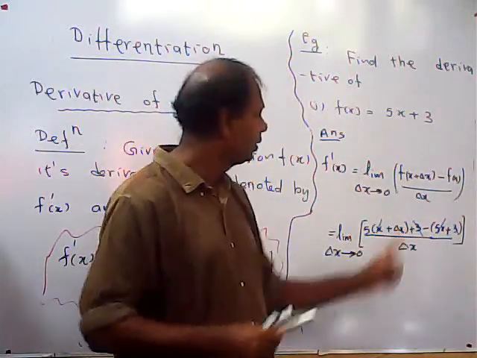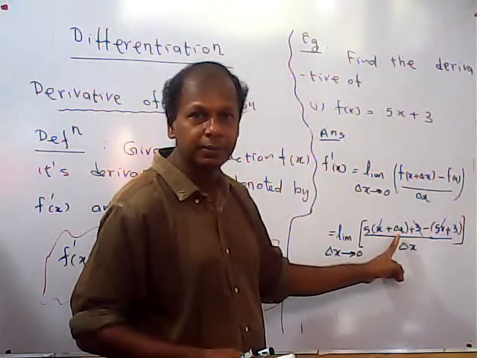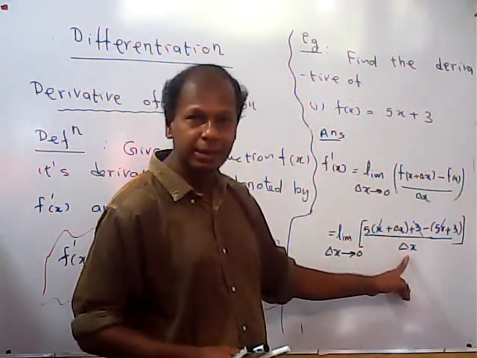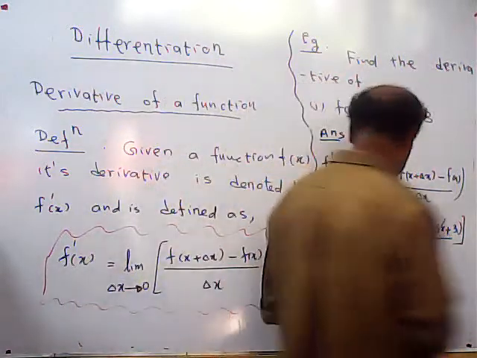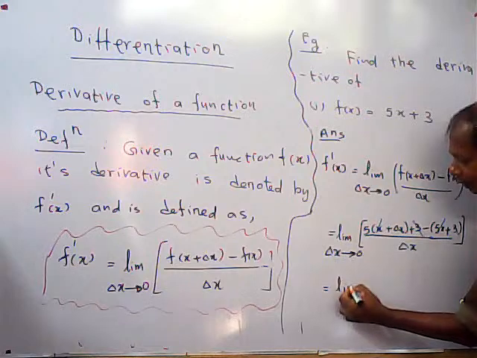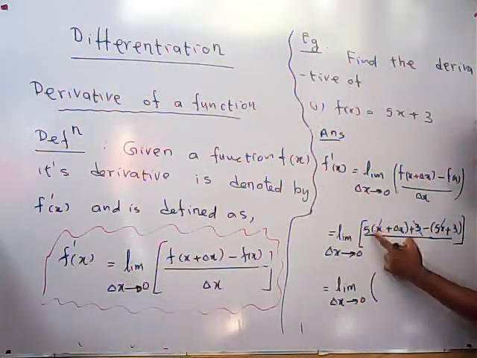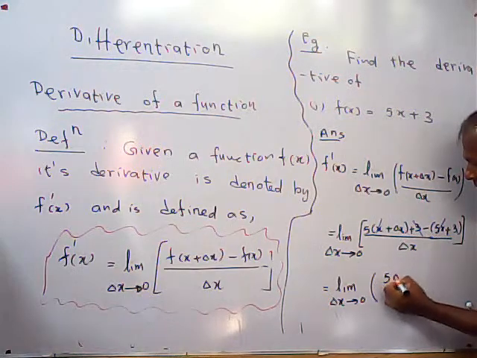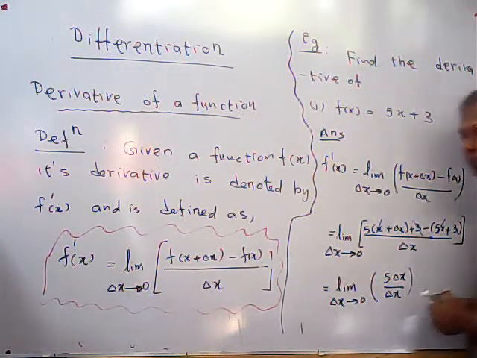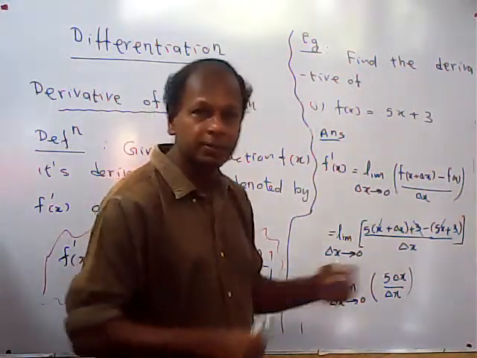Now in the numerator will remain only 5 delta x. The numerator will be just 5 delta x and the denominator is delta x. So now we have f dash x equals limit as delta x goes to 0, 5 delta x divided by delta x, right? 5 delta x over delta x.